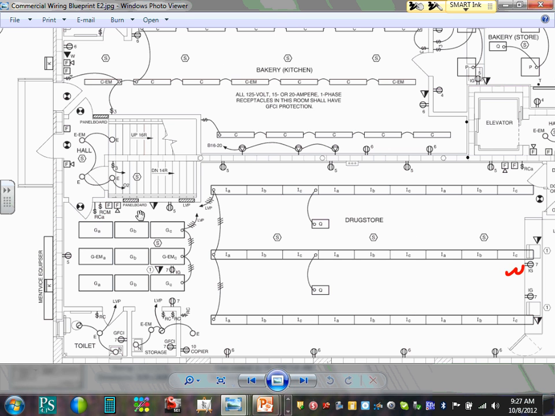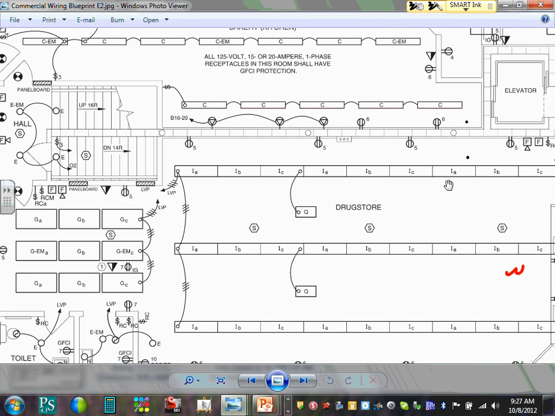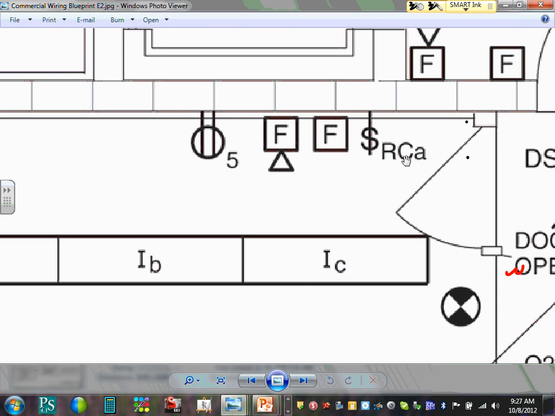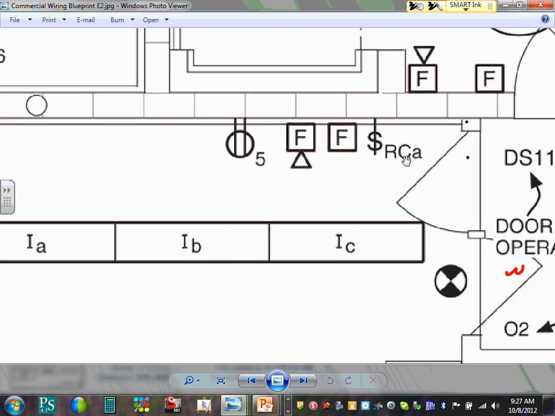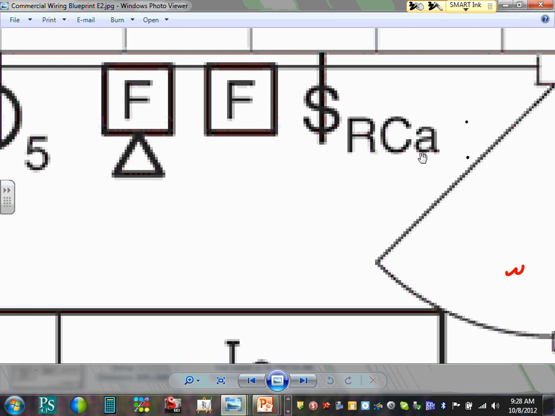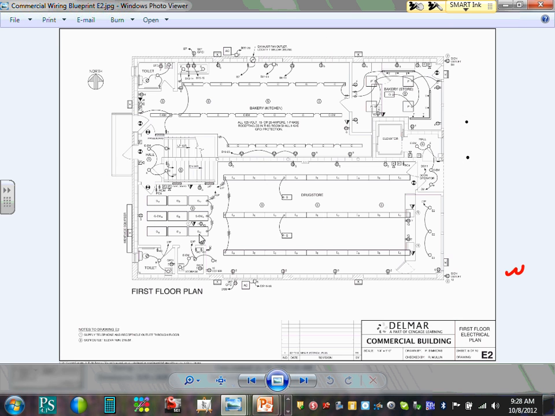Here's the panel board. All the lights, all the switches. I want to emphasize one thing here. If you zoom in here, this is RCA. This is the low voltage switch A that's going to switch all the A fixtures. Can you guys see that? Here, right in here. Okay, so that's all on the first floor.